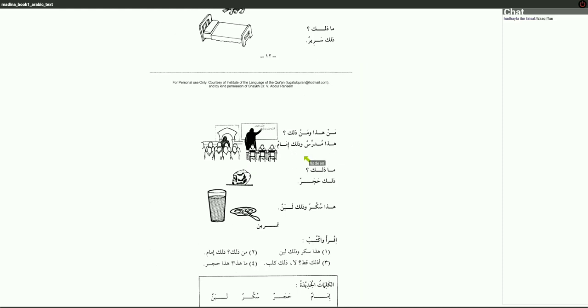Back with you now. So now you know the meaning of waqifun. You should also know the meaning of the opposite, jalisun. So here we have: al-waladu jalisun, wal-mudarrisu waqifun. Good.